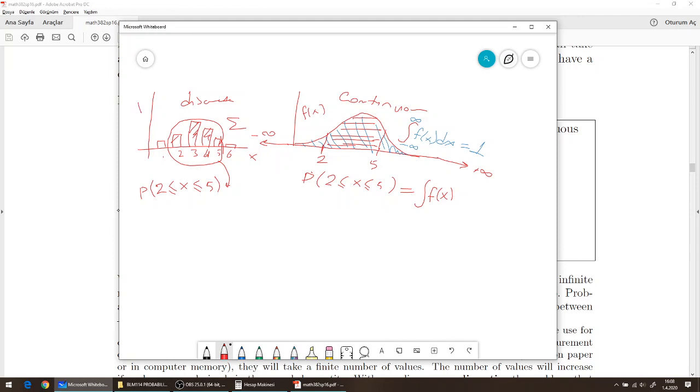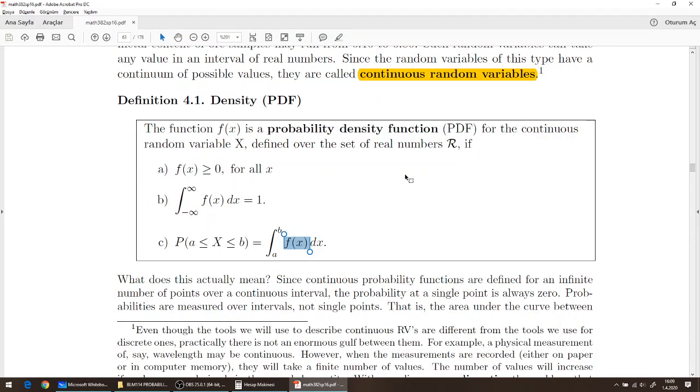In the discrete case, it was p of x. Yes. The integral of f of x dx between 2 and 5 will give us the area. Which area? This area. Okay. Yes, what does this actually mean?